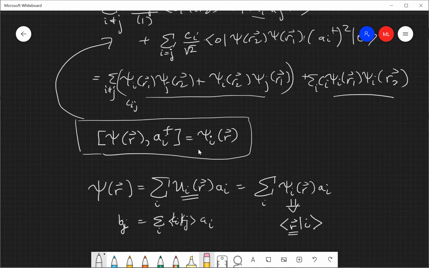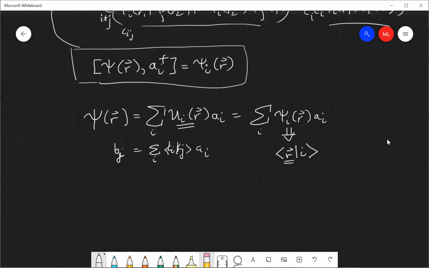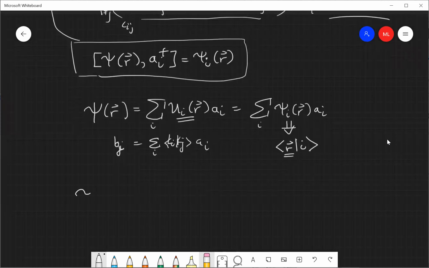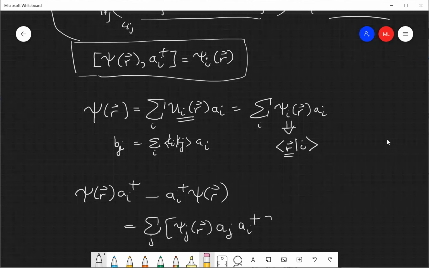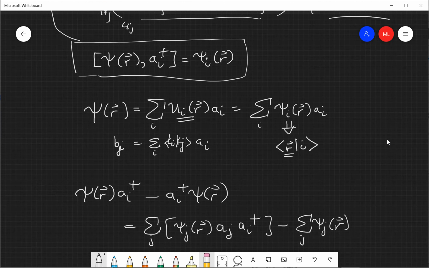So let's figure it out, right? We could just calculate this guy: psi R AI dagger minus AI dagger psi R, that's the commutation relation, is equal to the sum over, I have to introduce another variable j, say these are the wave functions j, R, and then we have a j now, AI dagger, and then for the other term we have minus the sum over j, wave function psi of j, R, and this time we have AI dagger aj, right?